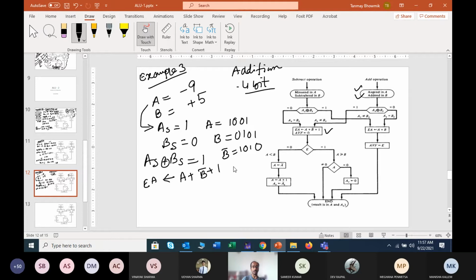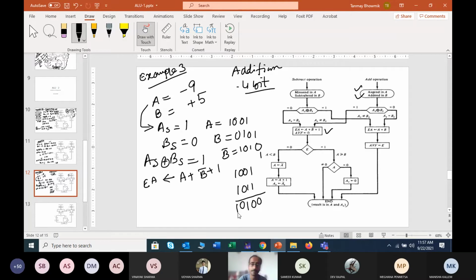Okay. So now what will we do? What was our A? Our A was 1 0 0 1 and B complement was 1 0 1 0. So if you add 1, then it will be 1 0 1 1. So just add it. You have added B complement plus 1. This one is B complement plus 1, this is A. So now what should be the result? It is 0, it is 0, it is 1, it is 0, it is 1. Right?